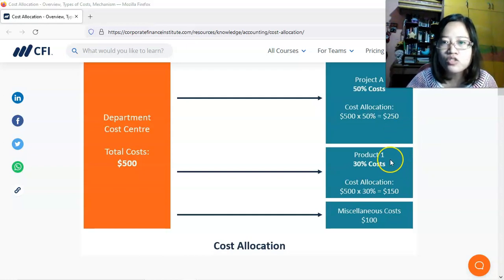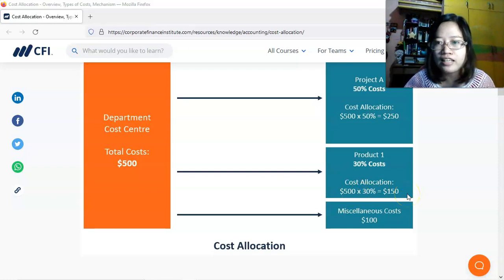Okay? Tapos itong si Product 1, let's say instead of 30%, ang na-allocate lang sa kanya ay 20%. So 20% ng 500 is 100. Right? Yung nabanggit natin kanina, ang revenue niya ay $100 lang.